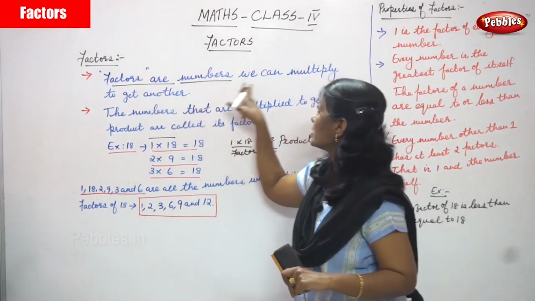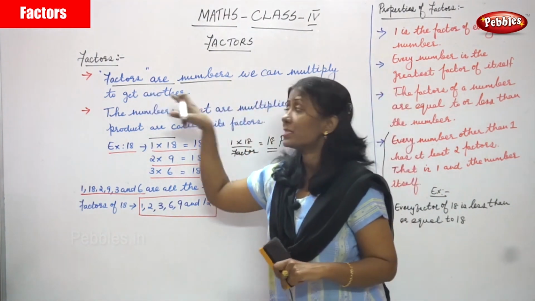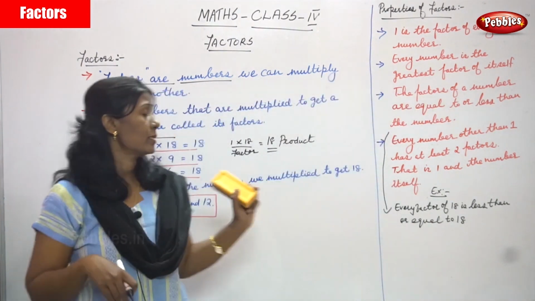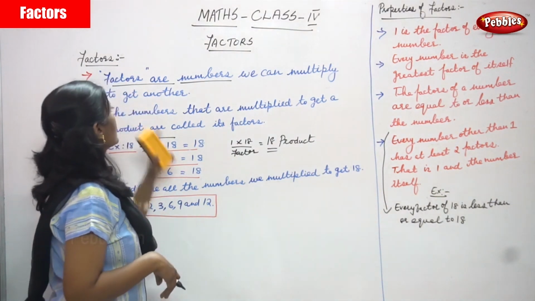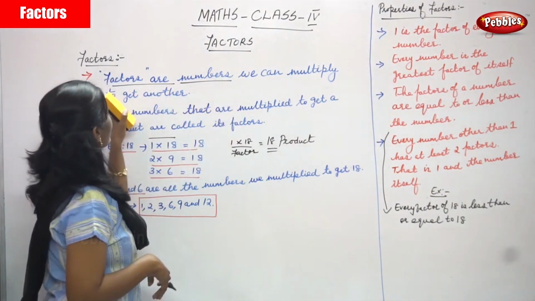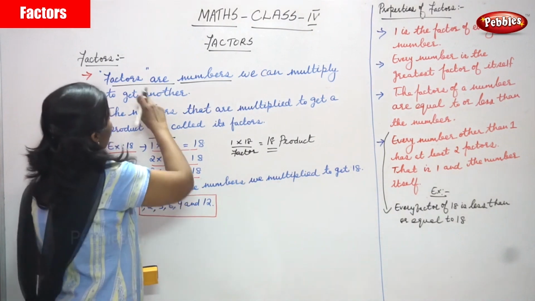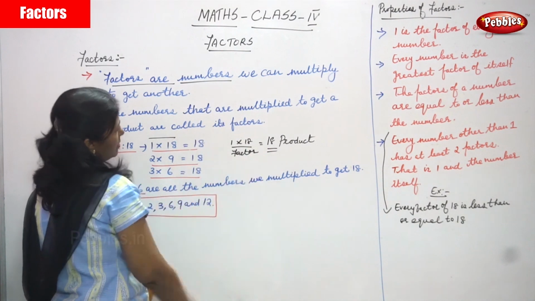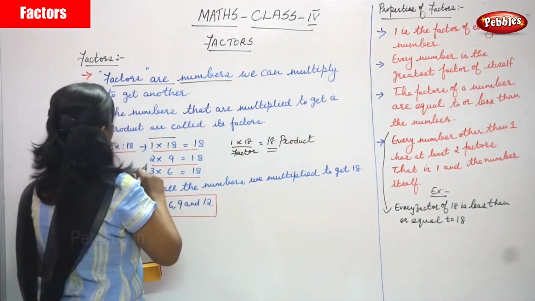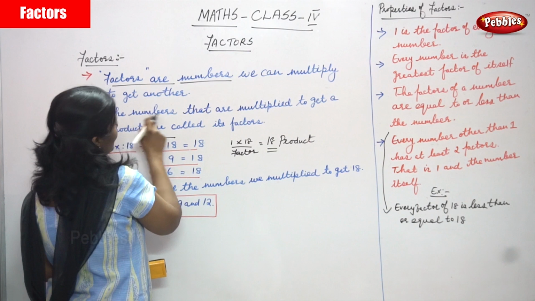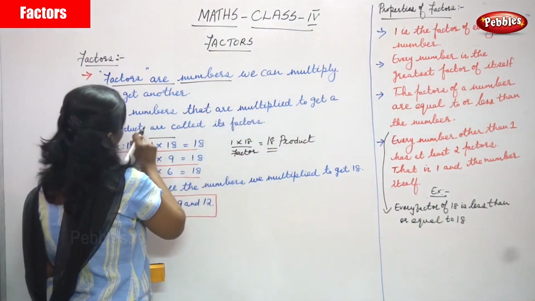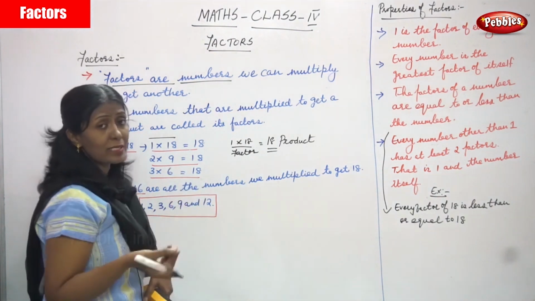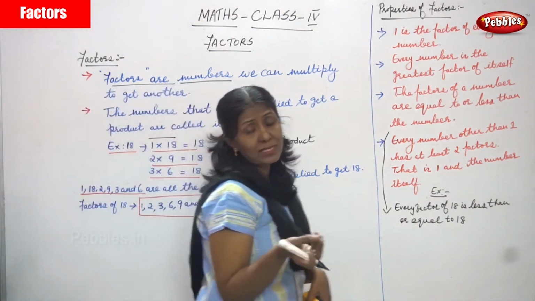Factors are numbers we can multiply together to get another. So these are the numbers we can multiply to get another result. It is called a product. One more definition: the numbers that are multiplied to get a product are called factors. So any numbers that are multiplied to get a product, that means a result, are called factors.